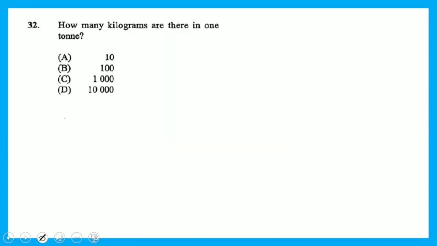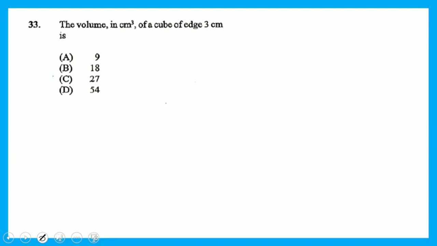How many kilograms are there in 1 ton? You just have to know. It's going to be 1,000. Number 33, there is a cube that has an edge of 3 centimeters. What is its volume? And volume is just calculated as the length of that edge times itself, or length cubed. So that's going to be 3 centimeters, and we're going to cube that. That will give us 27.